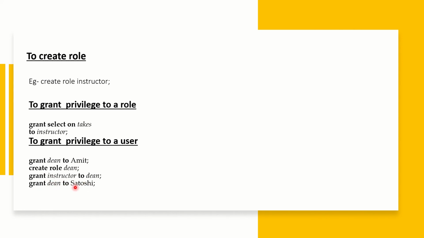Grant dean to Satoshi means we are adding this person to this role; Satoshi is a person included in the dean list, and we are giving the grant permission. Then grant dean to Amit means Amit is another person added to the role of dean. Then grant instructor to dean means this particular dean is also an instructor. We all know that a dean will also be an instructor.